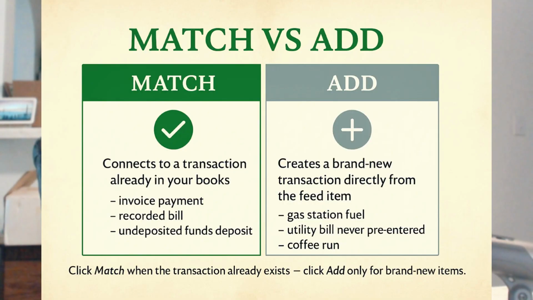Exactly. Here's the simplest way to think about it. Match means this transaction already exists in my books, usually from an invoice payment, a recorded deposit, or a bill I entered, and we're just linking the bank's cleared item to it. Add means there's nothing in the books yet. Go ahead and create a brand new expense or deposit line for me using the feed info.